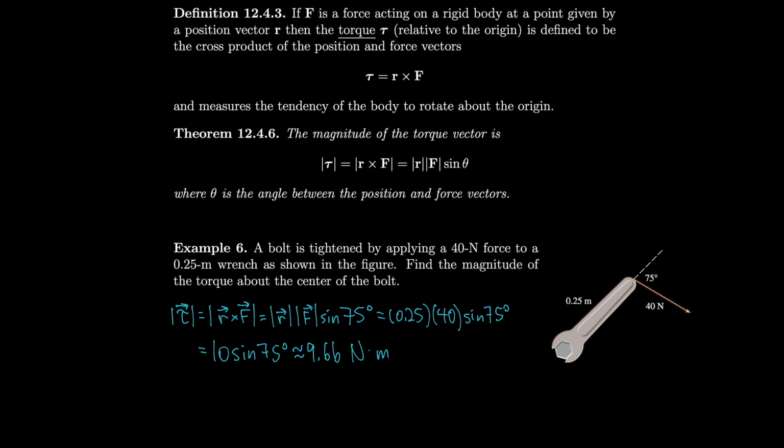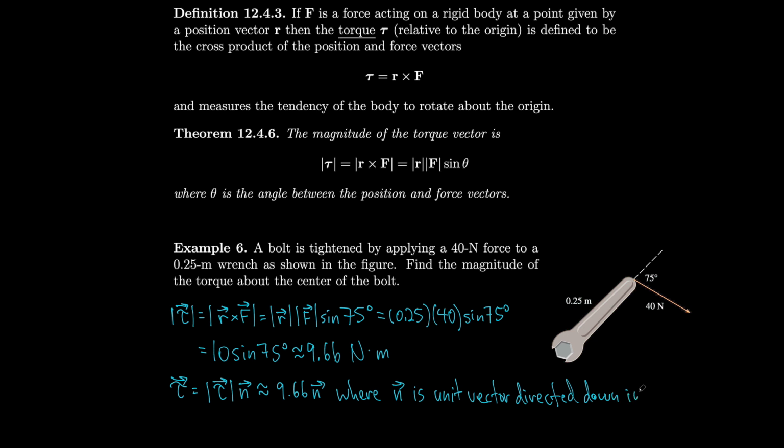They didn't ask us, but if our bolt is right threaded, then we could write the actual form of tau, not just the magnitude. We could take the magnitude of tau and use that to scale the unit vector n, and say that it's about 9.66 times n, where n is just the unit vector that is directed down into the page. So instead of popping out at you, it's going away from you into the page. And scaling that is exactly what your torque is. It's a vector pointing down into the page.